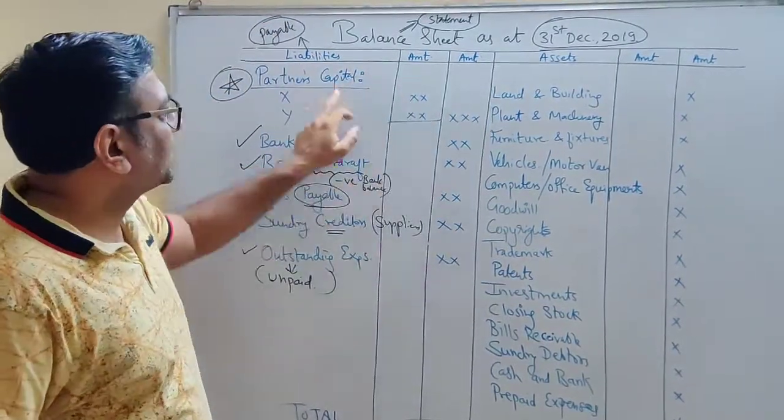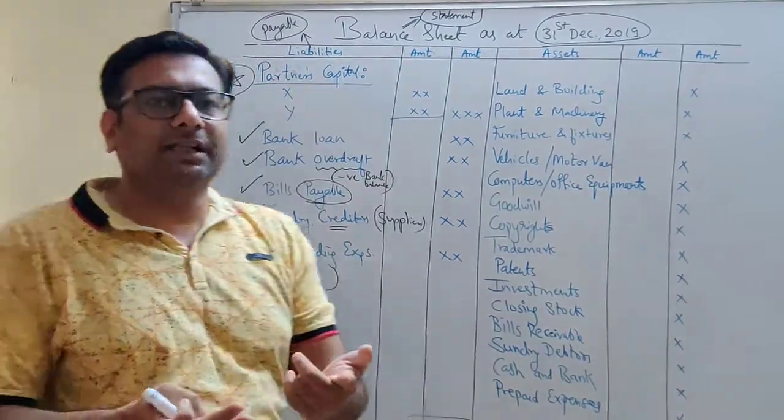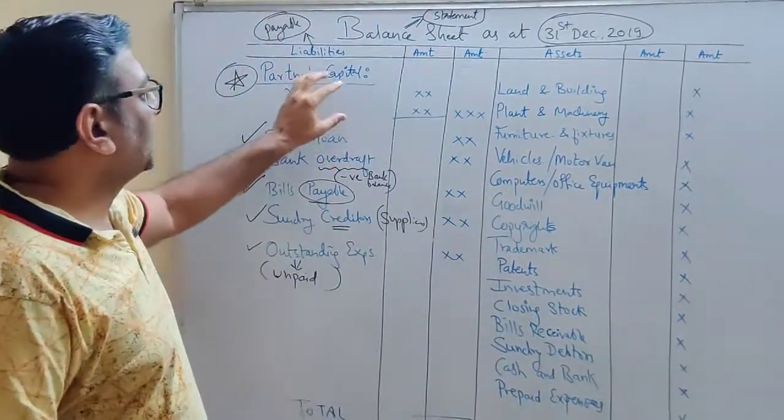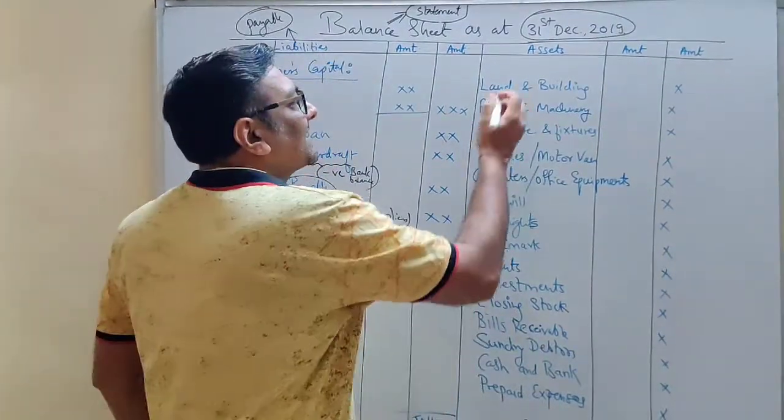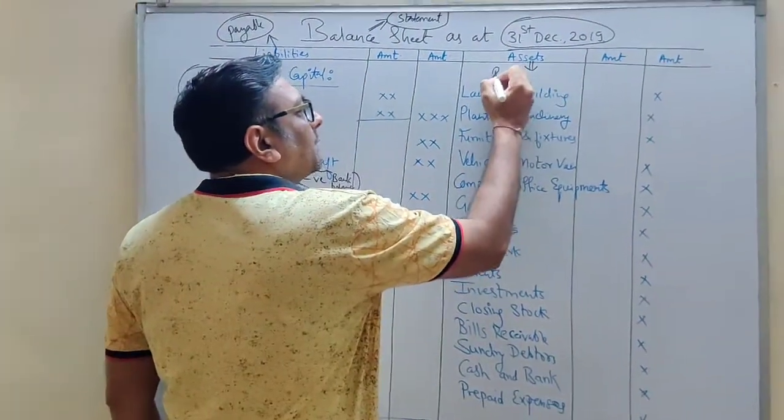So capital balances is also liability. You know capital is a liability by nature. So capital is also shown on the liability side. Now let's move on to your asset side. What do you mean by asset?